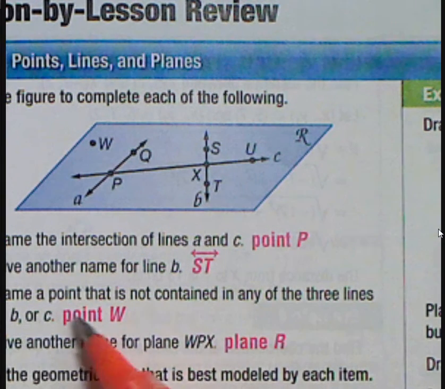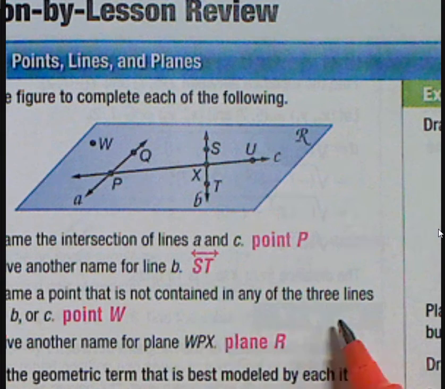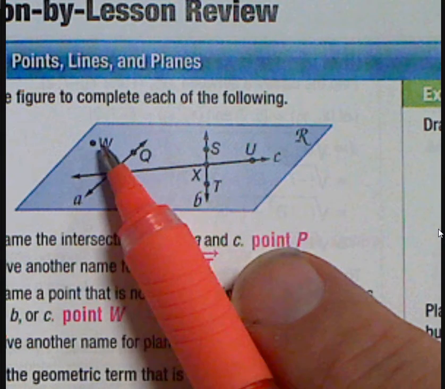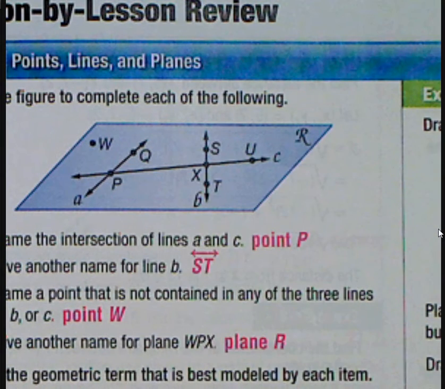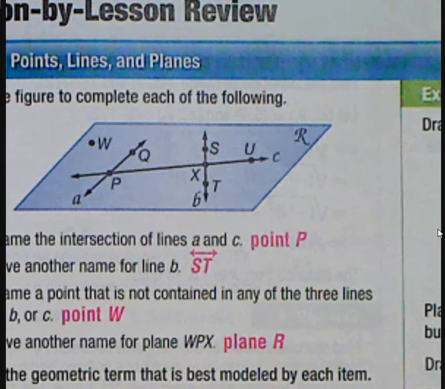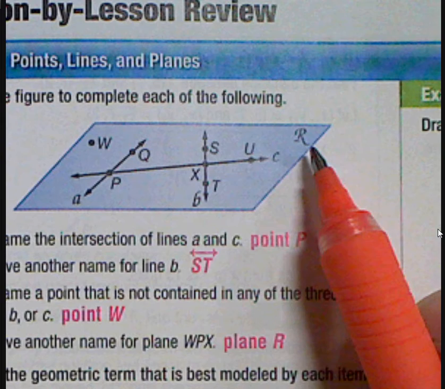Number 7, name a point that is not contained in any of the three lines. Well, W is not on any of the three lines. And then give another name for plane WPX. My plane is a capital italicized R. So I'm done with this.